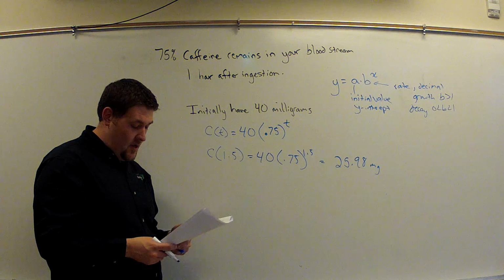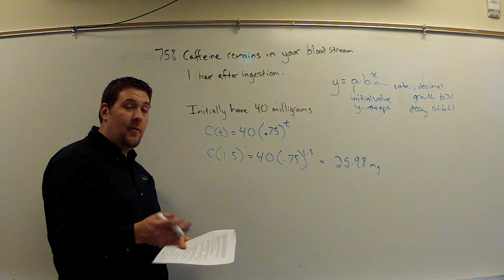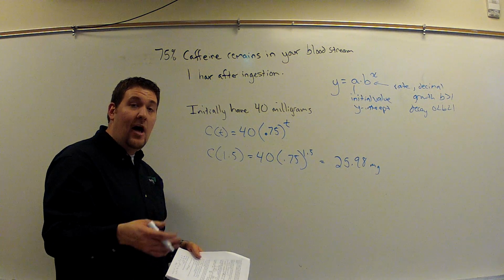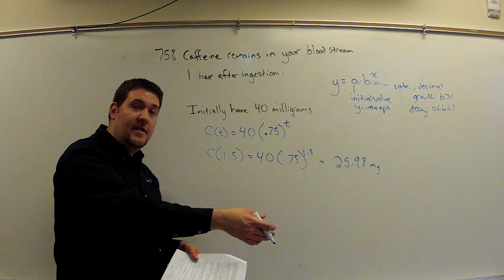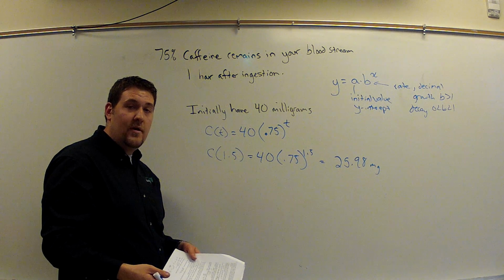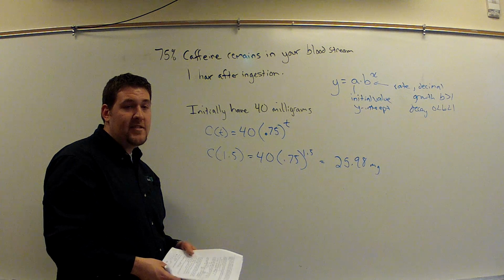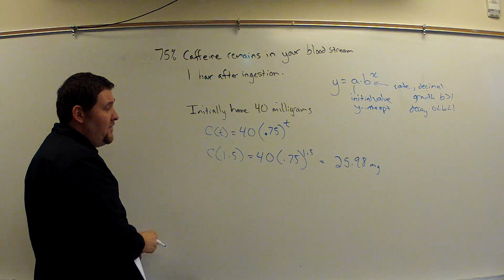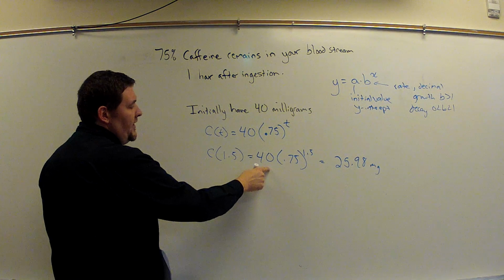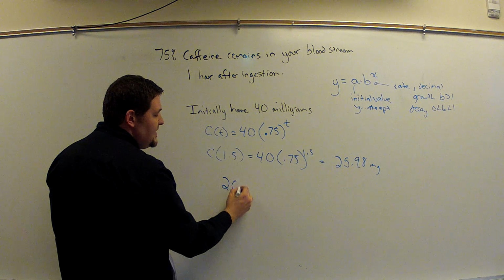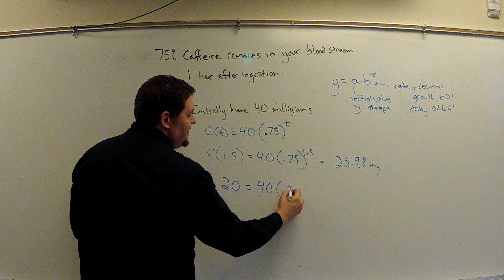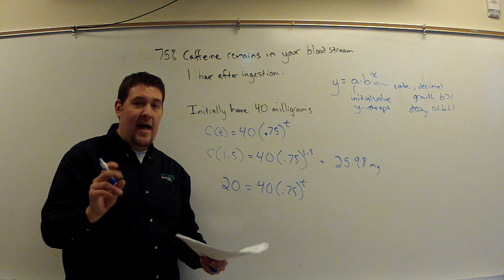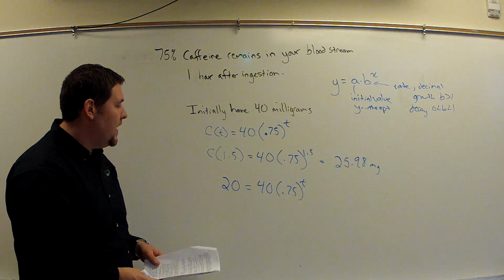So that's the kind of question you would answer if I'm asking you how much is left at a given time. Well, in contrast to that, what if I ask you how much time it takes to reach a certain amount? The famous question we ask for decay is, how long does it take this substance to decay to half the substance amount, or its half-life? So if I ask you to find the half-life of caffeine, I'm asking for when this value turns into half of the initial. Our initial amount is 40, so I would say 20 has to equal 40 times 0.75 to the t power. You need to solve this for t to find the half-life, the time to reach 20 milligrams.